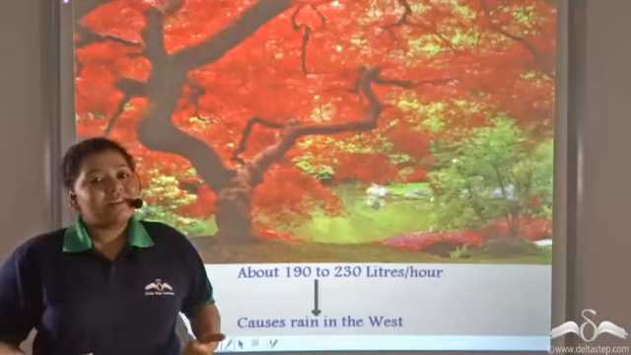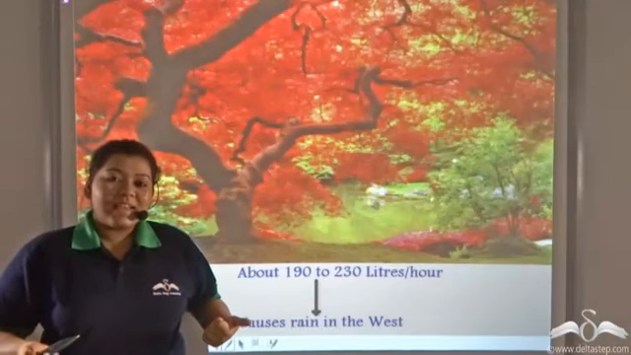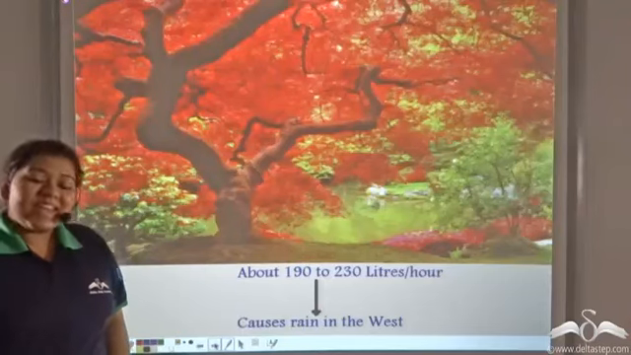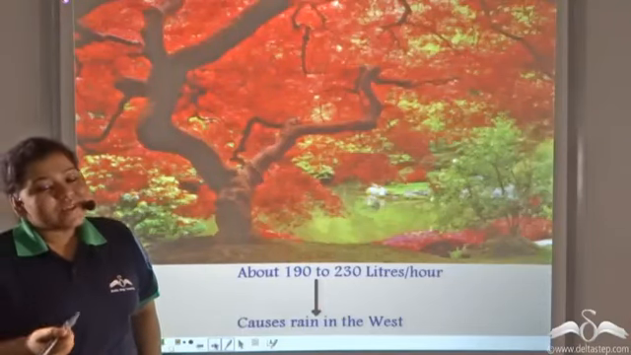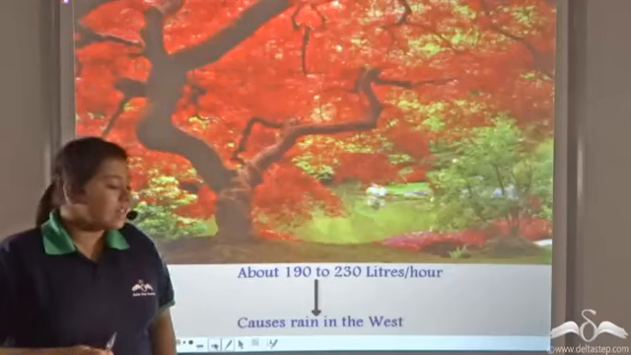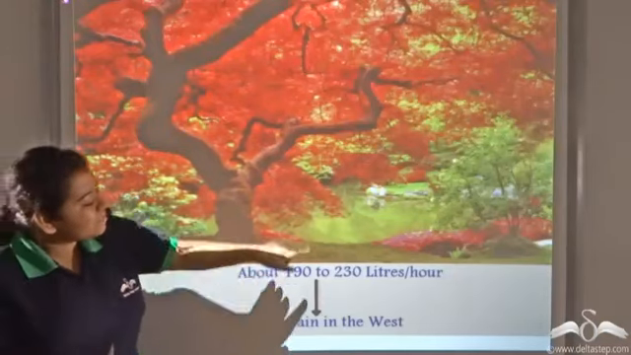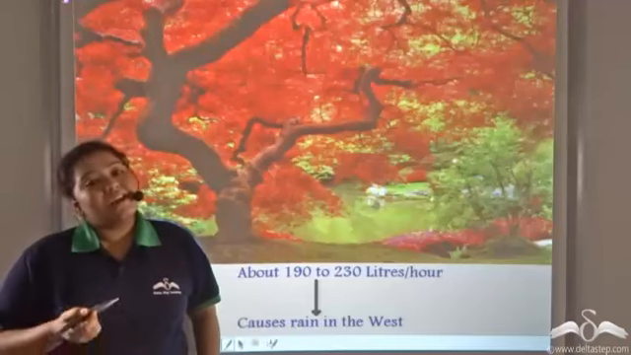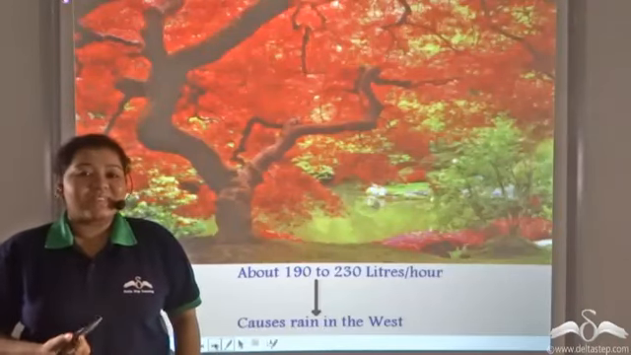So this water forms the clouds, and the clouds cause precipitation in the form of rain, and that is why these Western countries experience a lot of rain. So because this much of water is being transpired, it causes a lot of rain in these Western countries.